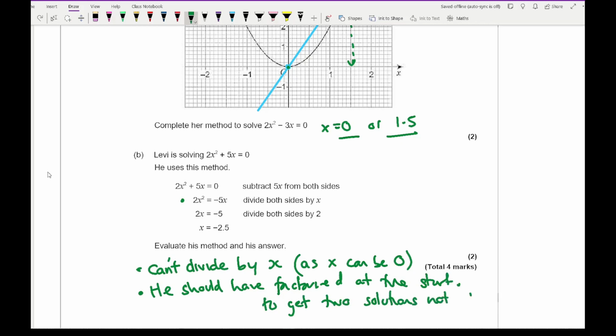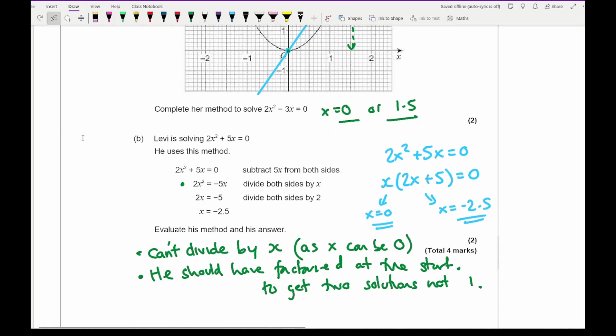So for this, sometimes when you've got these types of questions, you can give the right answer and then compare this answer to whatever the person has done wrong. So here, we've got 2x squared plus 5x equals 0. If I then factorize this and take the x out, I end up with x times 2x plus 5 equals 0. So either this equals 0, which is x equals 0, or this bracket equals 0, which is x equals minus 2.5. So Levi's only got one answer, and he's missed out the answer of 0 because he didn't factorize.